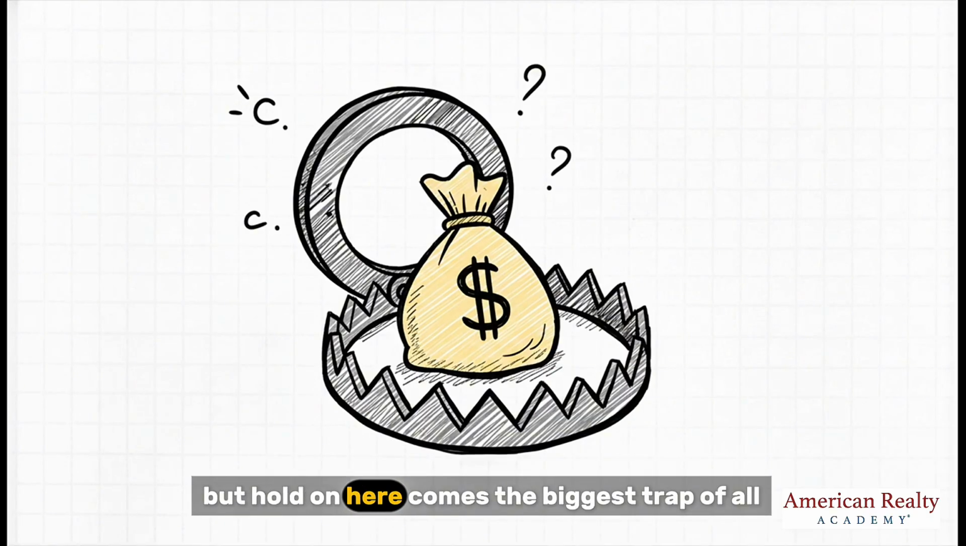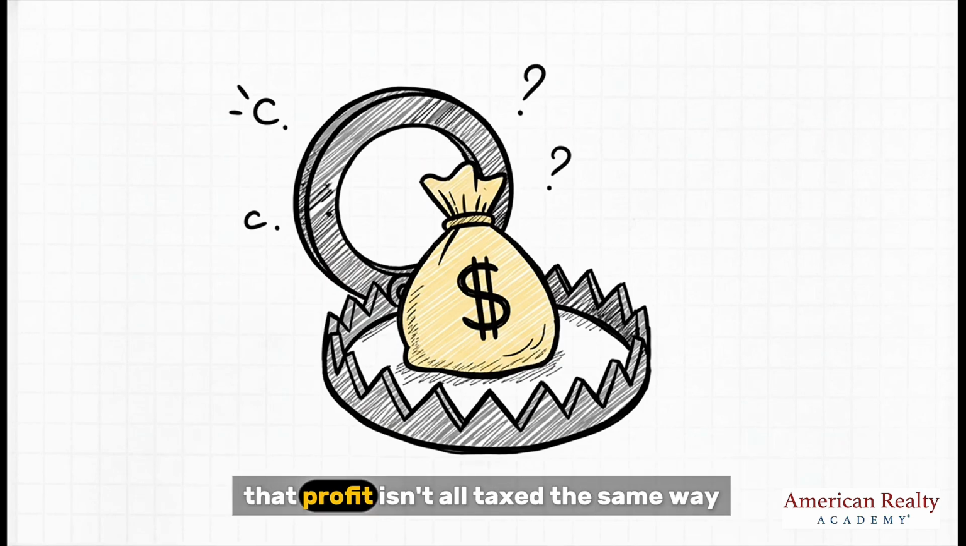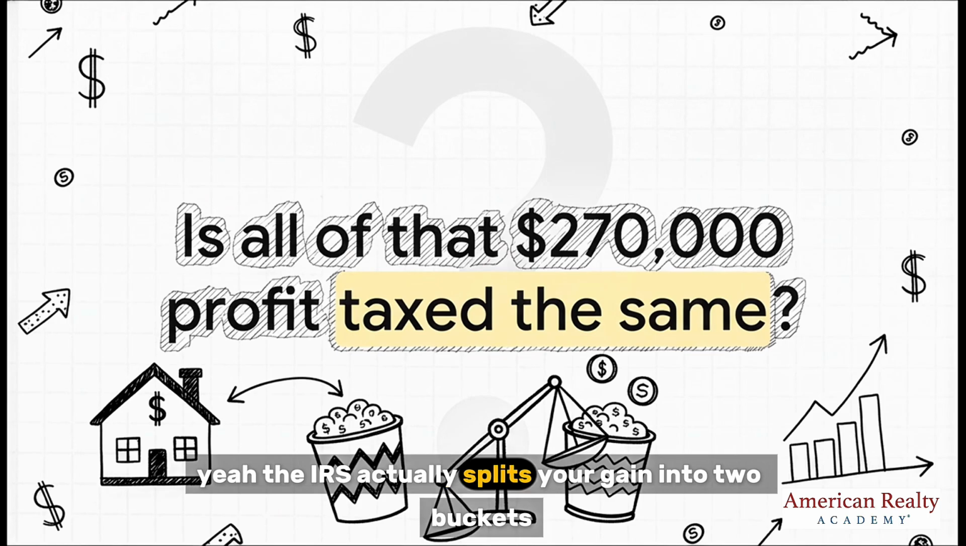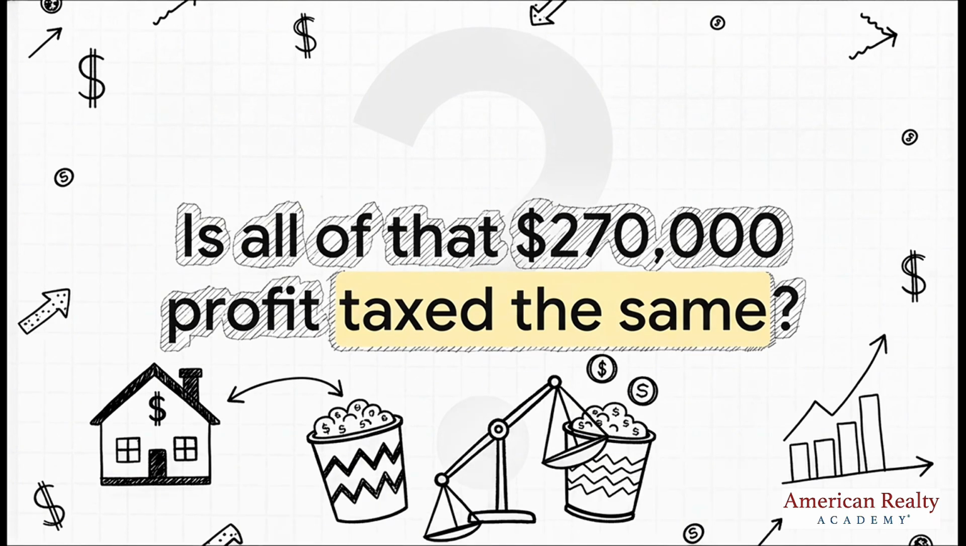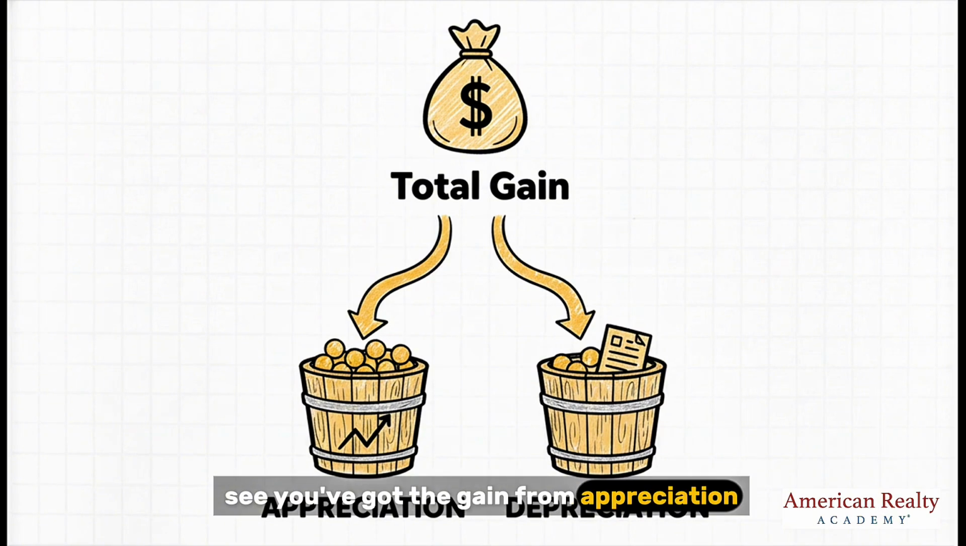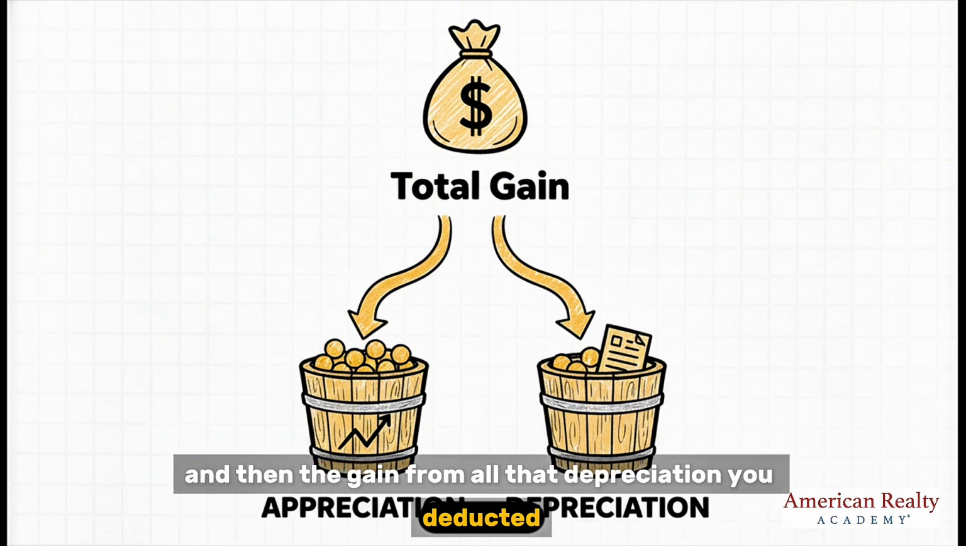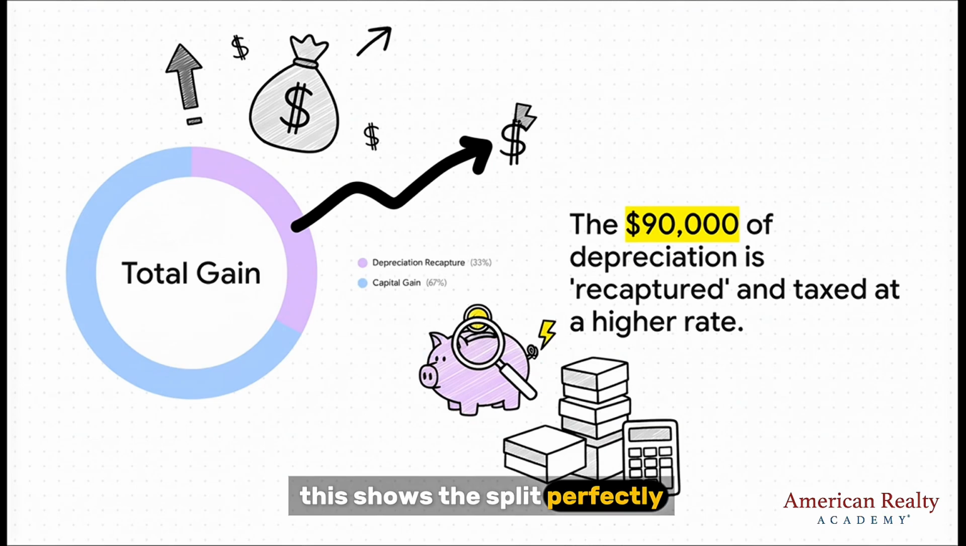But hold on, here comes the biggest trap of all. That profit isn't all taxed the same way. Yeah, the IRS actually splits your gain into two buckets, and they're taxed at very different rates. See, you've got the gain from appreciation and then the gain from all that depreciation you deducted. This shows the split perfectly. The IRS recaptures those deductions by taxing that part at a higher rate.